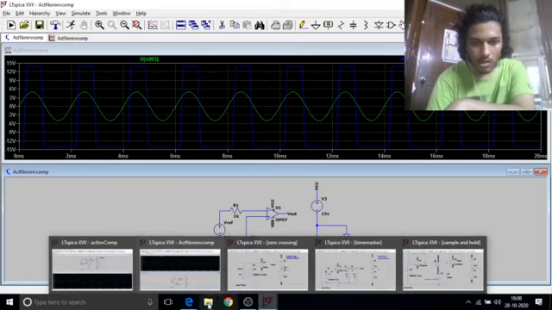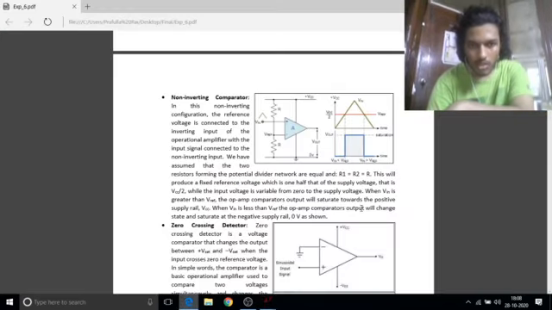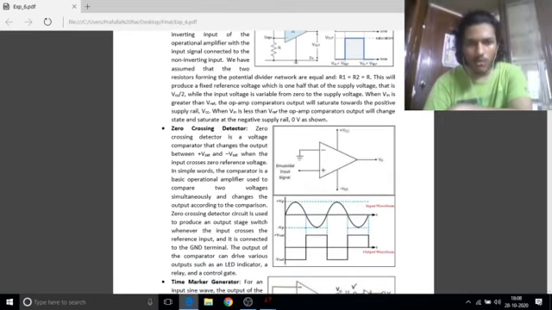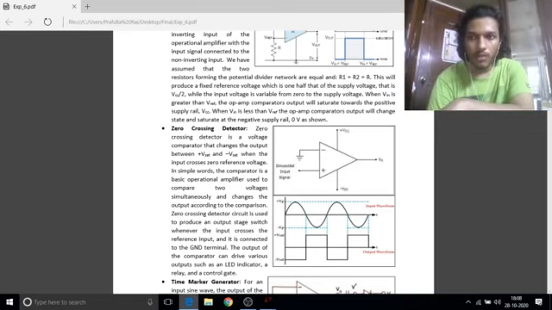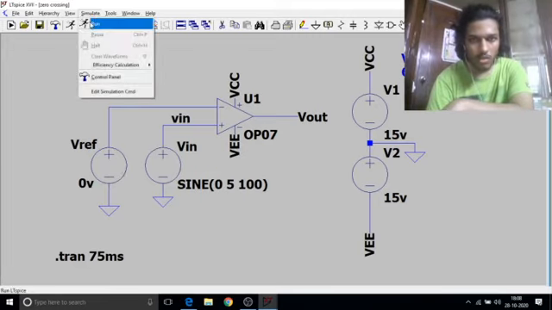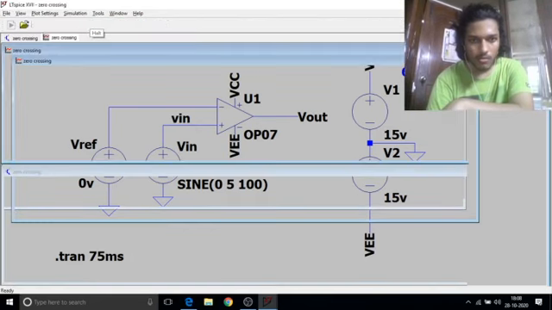We'll now see the next part, which is a zero crossing detector. A zero crossing detector is a voltage comparator only, but it changes output between plus Vsat and minus Vsat when the input crosses zero reference voltage. This is the circuit. In this you have to give Vref as 0. That's the only change. I'll now run the circuit.